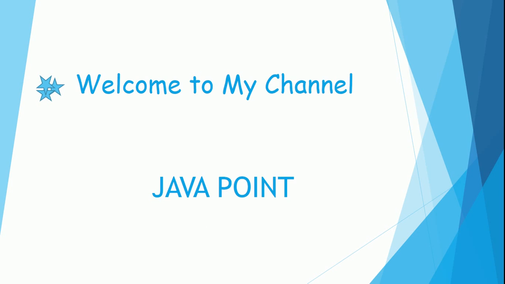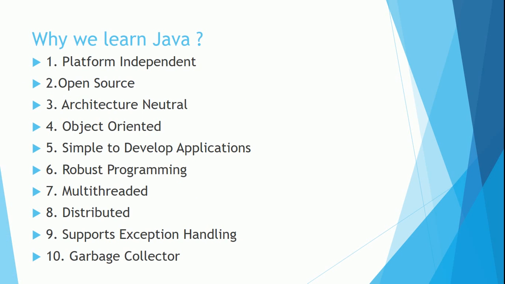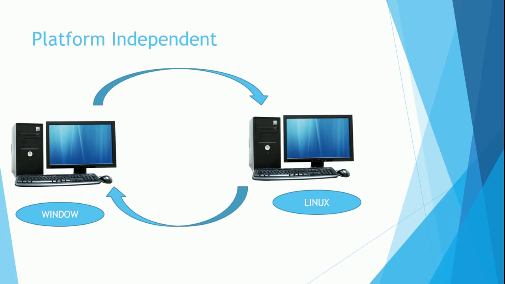So what does it mean? If an application is able to execute on any platform, like Windows or Linux, then that's known as platform independent. In C or C++ it does not happen. C or C++ is not purely platform independent, whereas Java is purely platform independent. It executes in any environment.